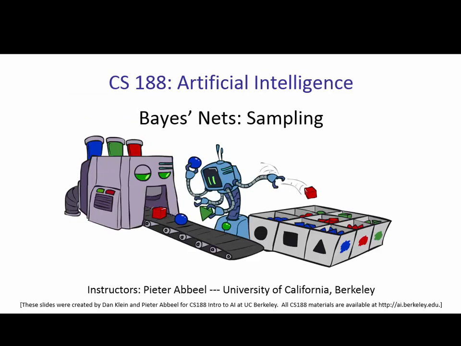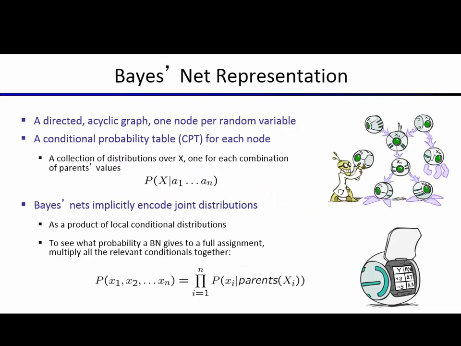All right, so today we're going to look at sampling. This still belongs to our set of BayesNets lectures. So just as a quick reminder, what was a BayesNet? A BayesNet consisted of a directed acyclic graph with one node per random variable. For each node, there's a conditional probability table that encodes the conditional distribution of that variable given its parents in the graph. A BayesNet encodes a joint distribution, and the way you get the joint distribution is by multiplying together all of these conditionals. So for any BayesNet, you can always recover the full joint distribution just using this equation over here.